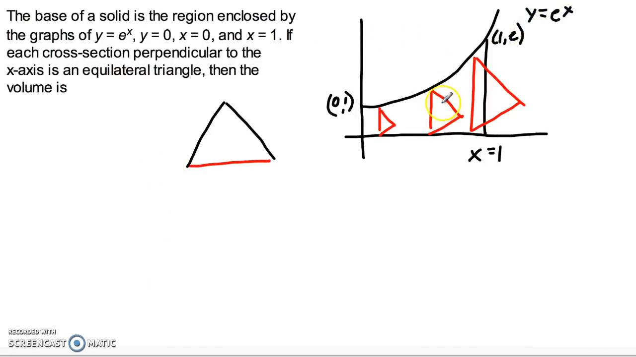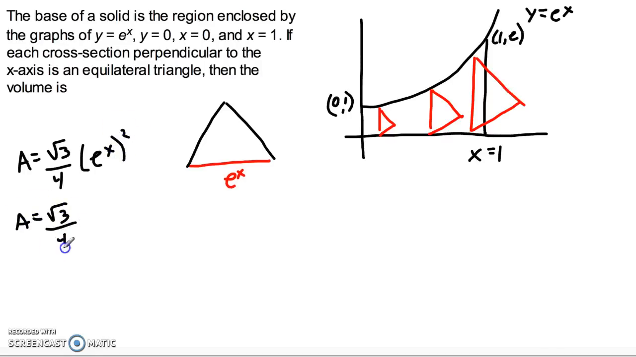So all of these bases of my triangles, these guys right here, here, and here, are always e to the x. So that's the base of the triangle. That means that if we use that little formula we just came up with, the area of the triangle is going to be radical 3 over 4 times the side e to the x squared, right? Which is going to be radical 3 over 4 times, we talked about this earlier, e to the x squared is e to the 2x. And that's going to be the area of any one of my triangles.